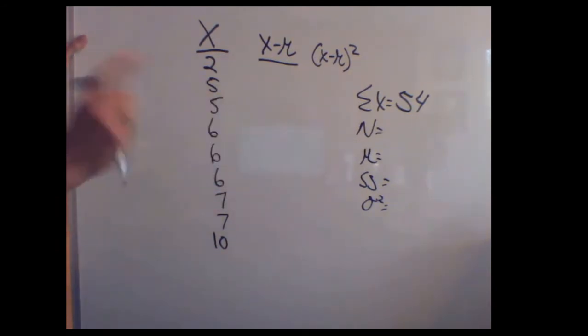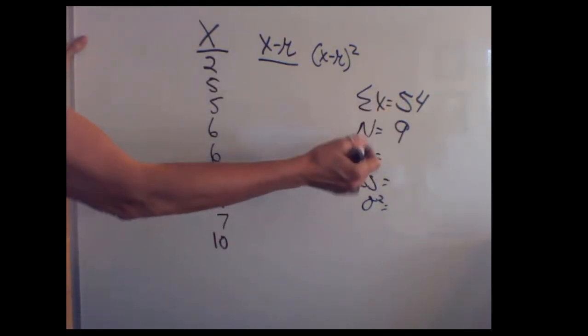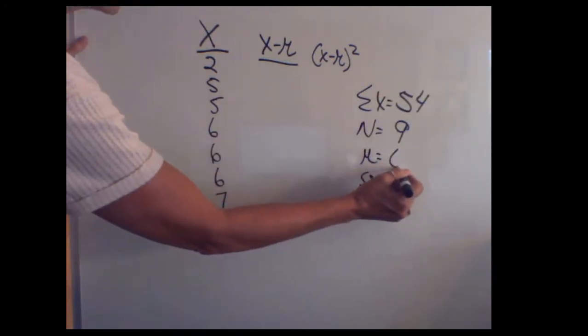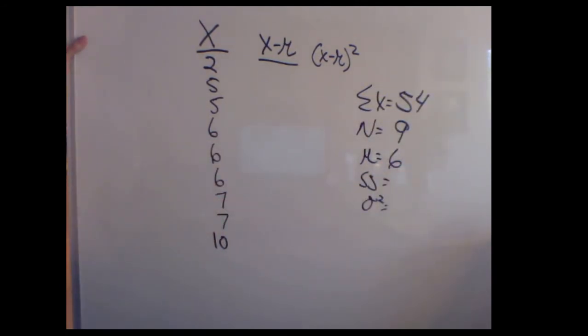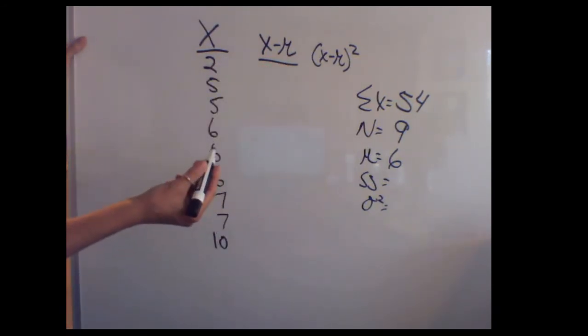Now I need to know how many scores there are to find the mean. 1, 2, 3, 4, 5, 6, 7, 8, 9. So my n is 9, and my mean is 54 divided by 9, which gives me 6. So I know I'm going to be subtracting 6 from all of these numbers to find the deviation scores. I want to find how much these scores deviate from that mean of 6.